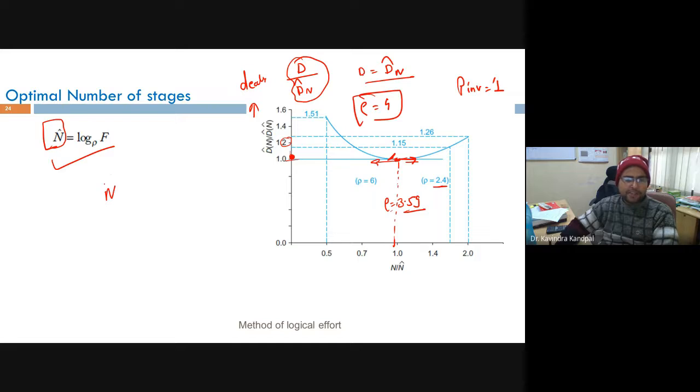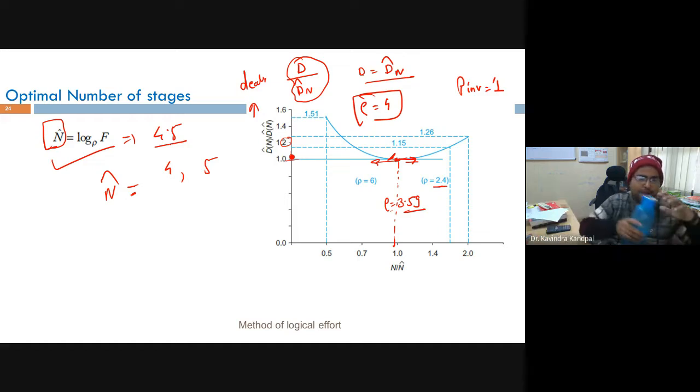Can n cap be a fraction? N cap is the number of stages. It cannot be a fraction. Yes or no? Yes, sir. So let's say mathematically you are getting the answer 4.5. Then what should your n cap be, 4 or 5? If your n cap is coming 4.5 mathematically, then what should your answer be, 4 or 5? 5, sir.